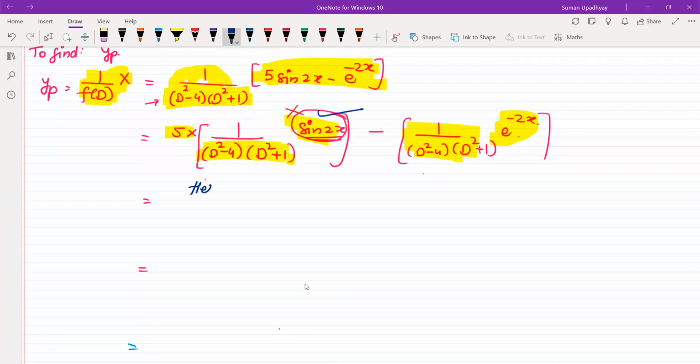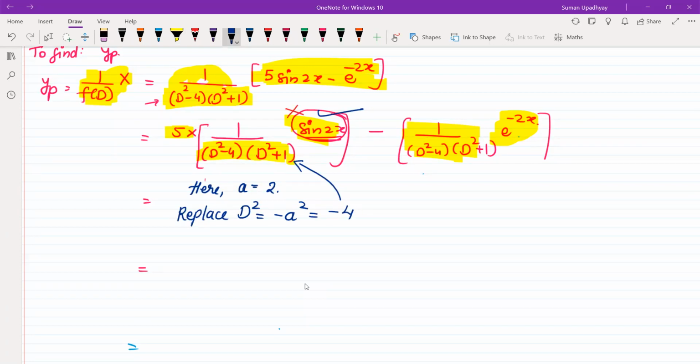So what is a over here? 2. Okay. So whenever there is trigonometric, sine and cos, what do we do? We replace. What do we replace? d square with minus a square. Yes, replace d square with minus of a square. Okay, so how much will this be? Minus a square will be 4. So we are going to replace d square with minus 4, provided this term should not be 0.